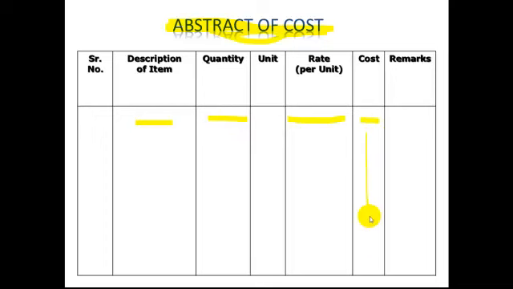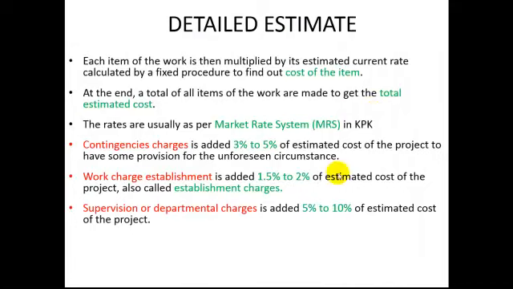Similarly, the cost of each and every activity will be summed up and the final cost of the project will be found out. Then after getting the total estimated cost, we add a few percentages. We add contingency charges as 3 to 5% just to compensate for unforeseen circumstances that are not in our mind now but whose need may arise during construction. So we add the provision for those unforeseen circumstances as 3 to 5%.